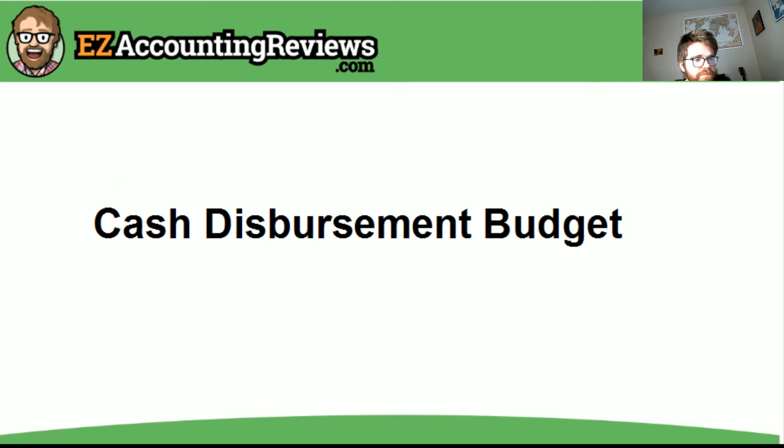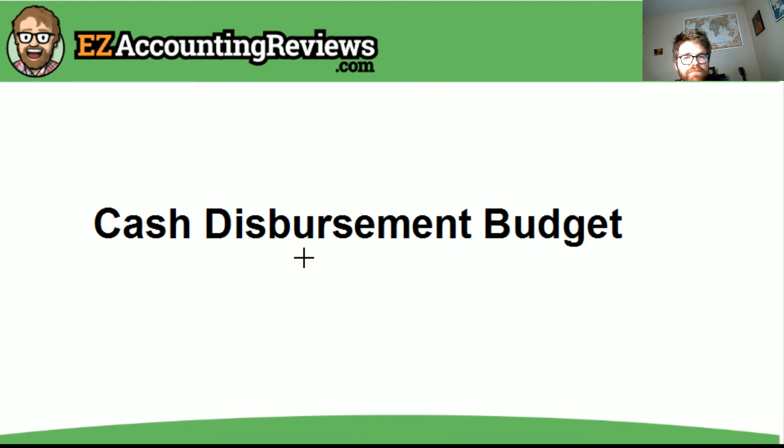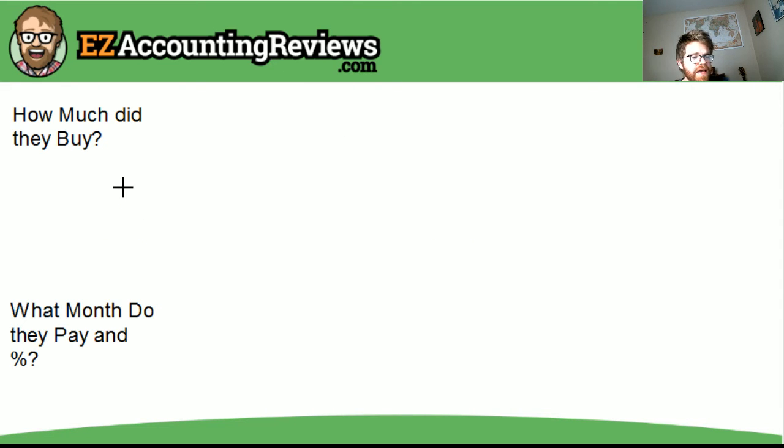So let's see here. The first thing I want to talk about is when you look at a cash disbursement budget, okay, you're looking at that budget, right? That's what they're paying out. And so that's the question you got to ask is, how much did they buy? What are the purchases? I want you to focus on that, okay? What are the purchases?